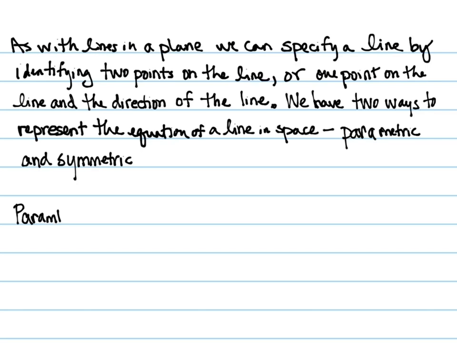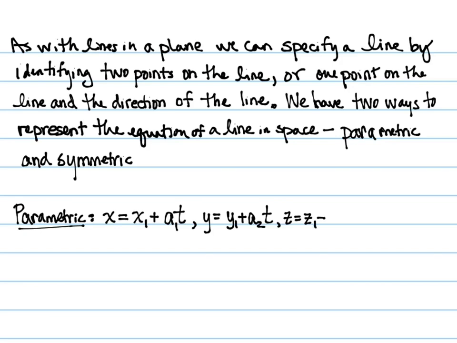So parametric looks like this. It actually ends up looking like we have lines defined for each one of them. So x is x1 plus a1t. Y will be y1 plus a2t. And z is z1 plus a3t. Not z, t. I wrote t and said z, okay.